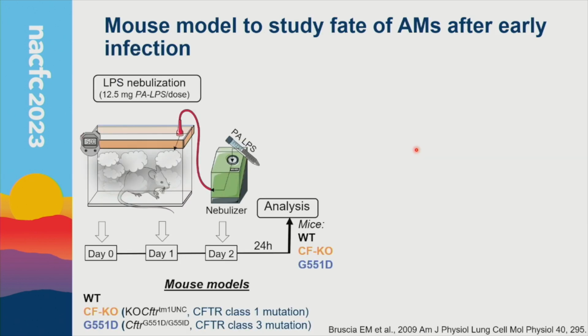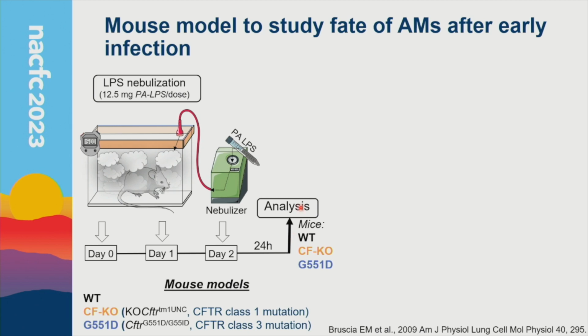To study that, we incorporated an LPS-based murine model where we nebulized the mice with Pseudomonas aeruginosa LPS at a dosage of 12.5 milligrams for 15 minutes. We do this for 3 consecutive days with an interval of 24 hours each. After the final dosage, 24 hours later, we extract bronchoalveolar lavage fluid for further analysis.